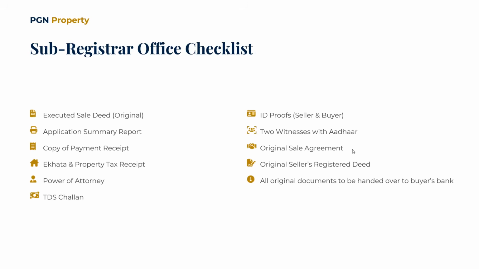To register the sale deed at the sub-registrar office, we carry the following documents: the executed sale deed, which is signed by the seller, buyer, and two witnesses; the application summary report from Kaveri Online Services; a copy of the payment receipt; e-Kata; property tax receipt; power of attorney; TDS challan; the ID proofs of the seller, buyer, and two witnesses with Aadhaar; the original sale agreement; and the original seller's registered deed. We carried these documents to the sub-registrar office as per our registration slot.